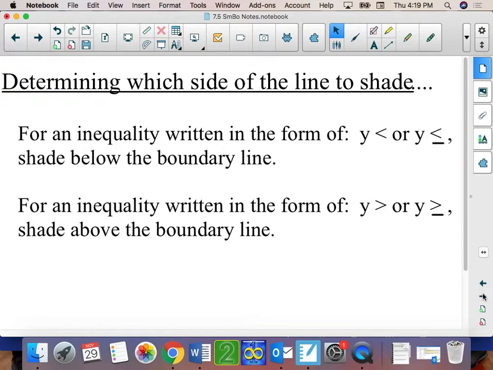Now, knowing where to shade. You have to know if you're going to shade above or below. And so here's what we have. If you have a less than symbol or a less than or equal to symbol, you're going to shade below. If you have a greater than or equal to symbol, you're going to shade above your line. So the concept for today is shading and then solid or dashed lines.